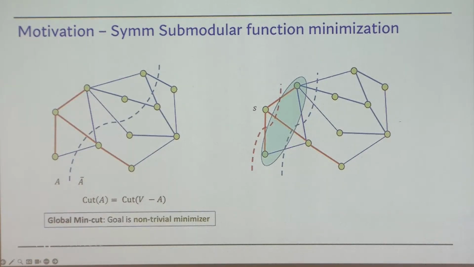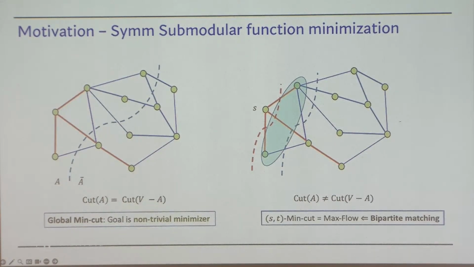However, there is an obvious minimizer to this question. You just output the empty set or the whole graph. So we are not looking at the trivial minimizer, we're looking at a non-trivial minimizer. As opposed to it, there is the asymmetric submodular function minimizer, and that's going to be the s-t version of the cut problems, which is also max flow and matching and this kind of problems.